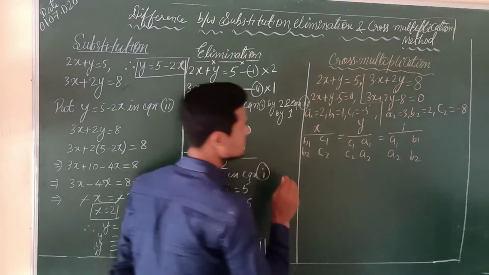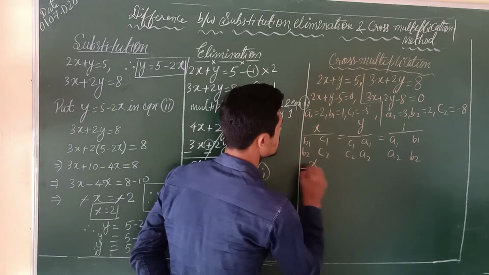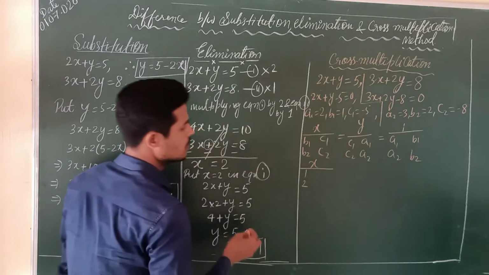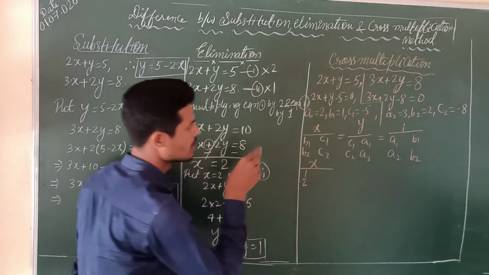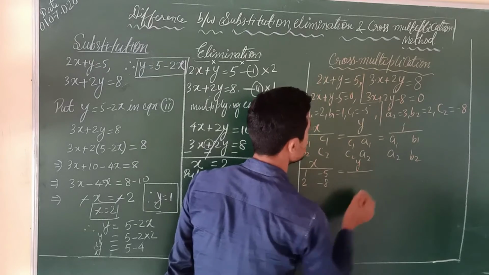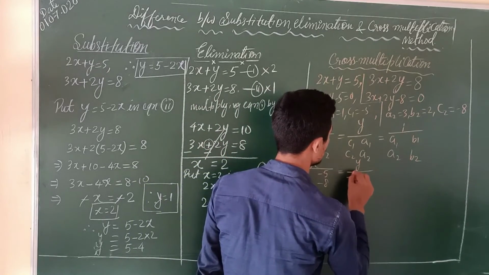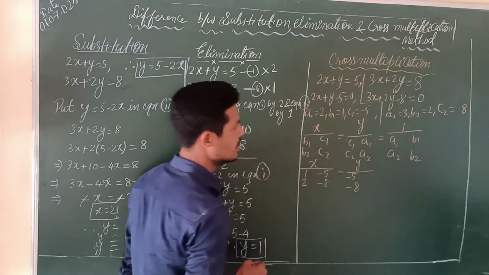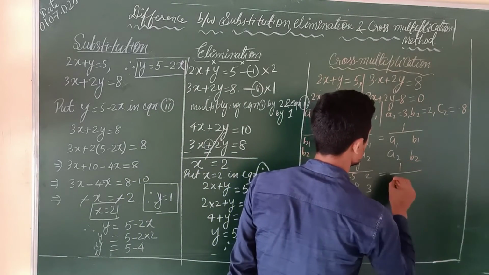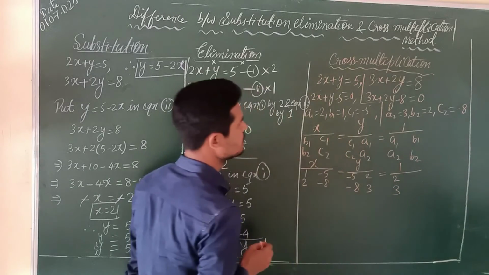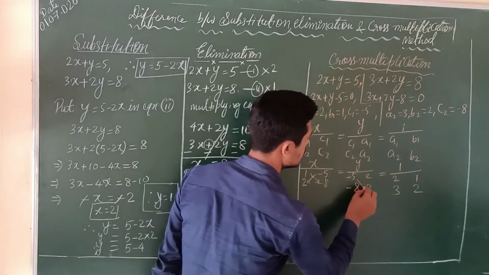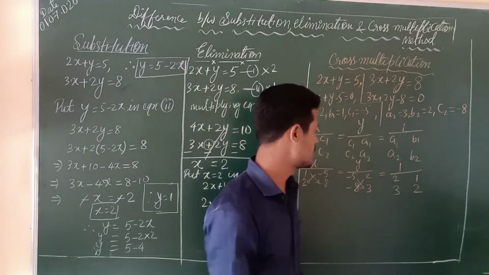Okay. Now we'll put in the values. x upon b1, b2, that is 1 and 2, then c1, c2, that is minus 5 and minus 8, equals y upon c1, c2, that is minus 5 and minus 8, and a1, a2, that is 2 and 3, and 1 upon a1, a2, 2 and 3, and b1, b2, that is 1 and 2. Now we'll cross multiply like a scissor.